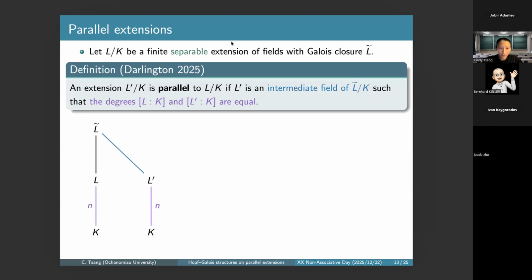So let's say I have a finite separable extension of fields, and same as before, I'll use L tilde for the Galois closure. Then an extension L prime over K is said to be parallel to L over K if L prime is an intermediate field, so it's contained in the Galois closure of L, and you want the degrees of L over K and L prime over K to be the same. So in terms of a picture, they're kind of parallel, because when you draw what's going on, they line up like this.